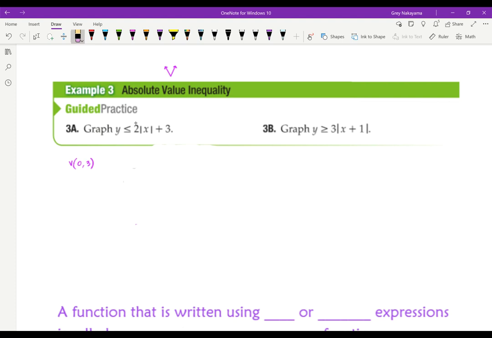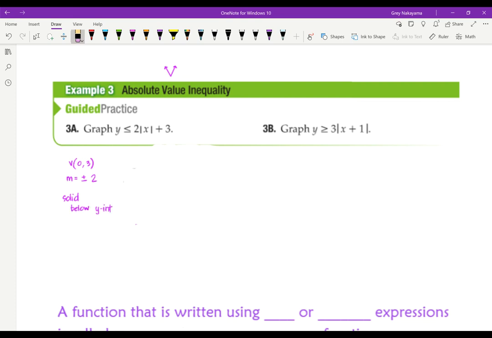This 2 is telling me the slope is going to be plus or minus 2. Okay? The next thing I have to figure out is whether my line is going to be solid or dotted. And it's equal to this time, so it's going to be solid. And then I just talked about y is by itself on the left. This is a less than symbol, so I'm going to shade below the y-intercept.